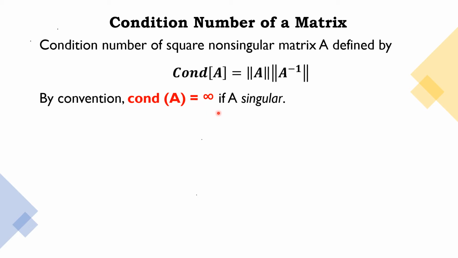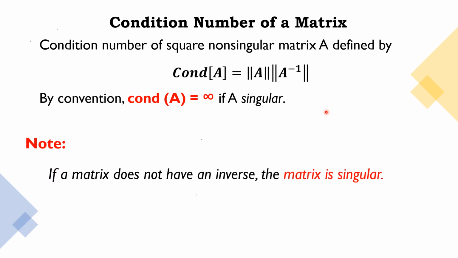Now, by convention, the condition number of a matrix A is infinite if A is singular. And how do we know that our given matrix is singular? Now, we have to take note of the given statement. If a matrix does not have an inverse, the matrix is said to be singular. On the other hand, if the matrix has an inverse, that matrix is called a non-singular matrix, also known as a regular matrix. Okay?